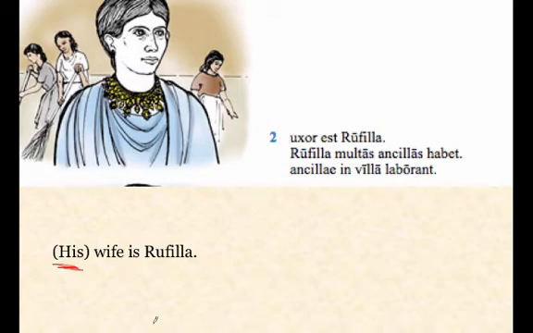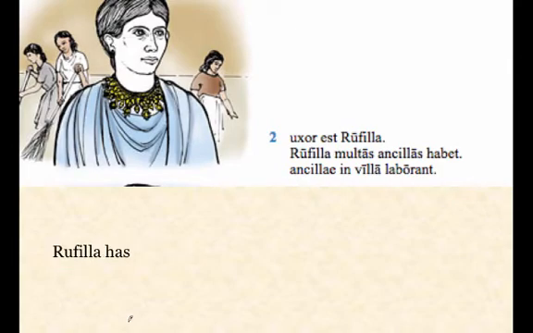His wife is Rufilla. Now, let me just tell you, you already heard a reference to Rufilla. Do you remember back in the story when they went on the boar hunt and Metella was visiting her sister? Well, guess what? Rufilla is Metella's sister. That's the connection with this story.